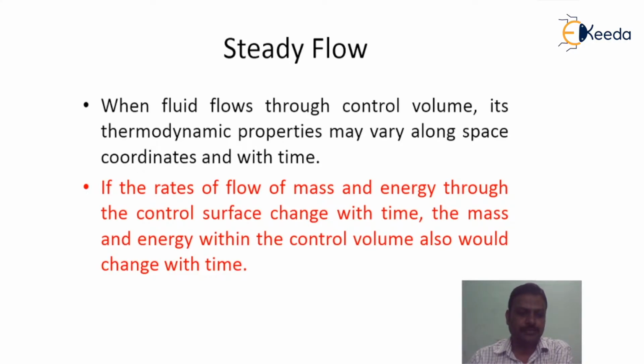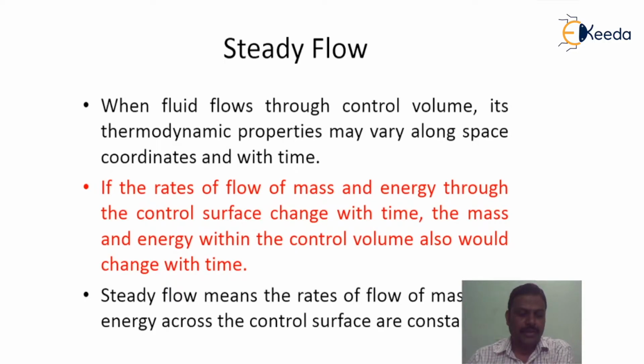For example, if about 5 kg per second of mass flow is taking place at the inlet, and let us assume 4 kg per second of mass is leaving the control volume at the exit, then 1 kg of mass is stored continuously in the control volume per second. It is changing with time.